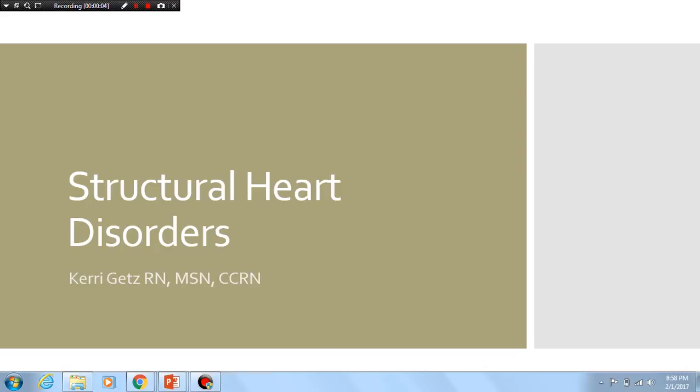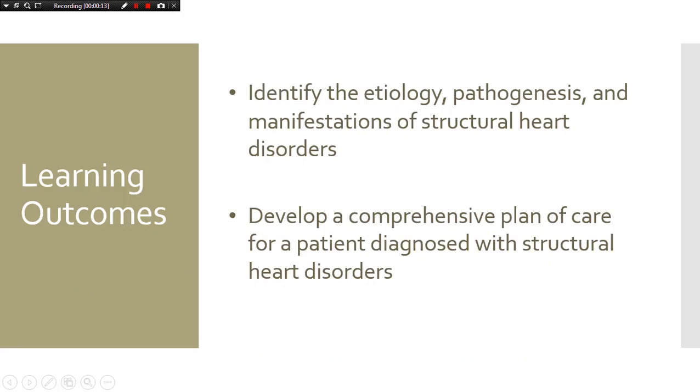We are going to discuss structural heart disorders. This information can be found in Chapter 36 in your Lewis textbook. Objectives for this lecture include discussing the causes, pathology, and manifestations of structural heart disease. We will also look at comprehensive planning for these patients.